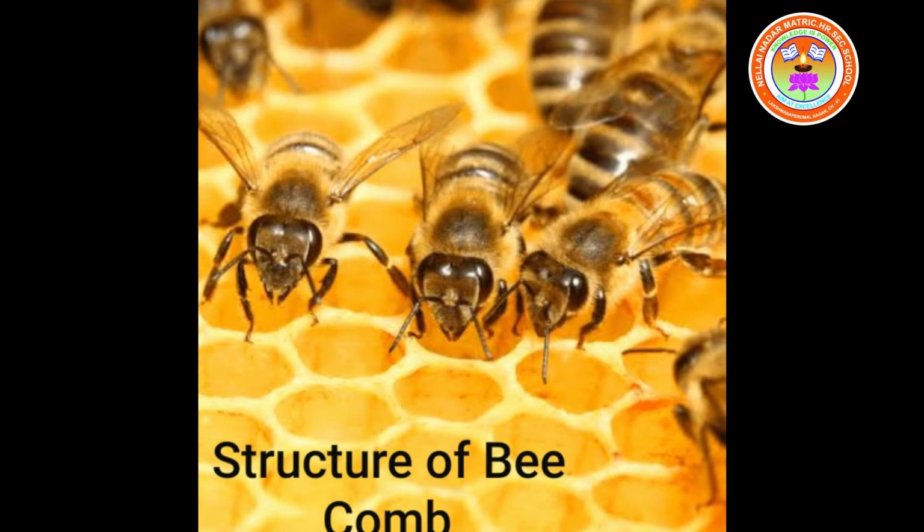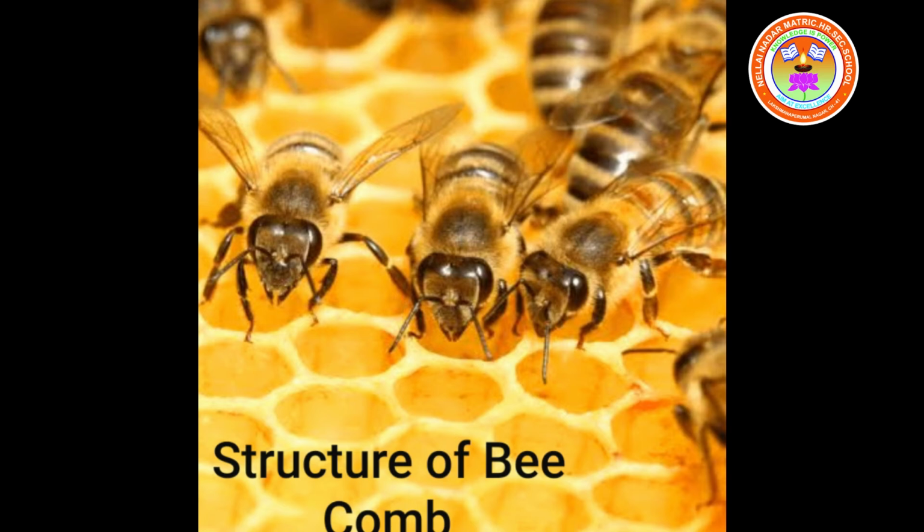Next, let me pass on to the structure of bee comb. The comb of the bees is formed mainly by the secretion of the wax glands present in the abdomen of the worker bee. A comb is a vertical sheet of wax with a double layer of hexagonal cells. See the picture? It's a double layer of hexagonal cells.